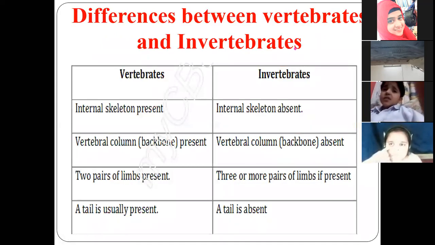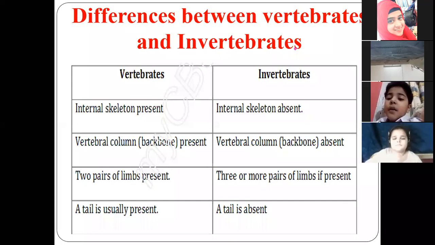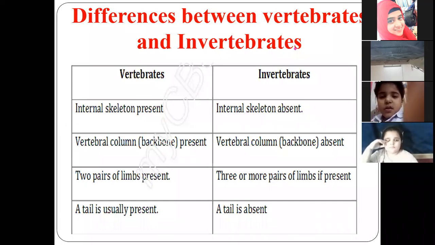Differences between the vertebrates and invertebrates. These are the differences. क्या क्या फर्क है vertebrates में और invertebrates में. Internal skeleton present. Internally इनका skeleton present होता है body के अंदर, skin के अंदर इनका skeleton present होता है. Vertebral column होती है अंदर, ठीक है, backbone होती है. 2 pairs of limbs होते हैं, ठीक है, like 2 हाथ 2 पैर, limbs के 2 pair होते हैं. A tail is usually present. एक tail usually present होती है vertebrates में, like cow, like goat, and etc.